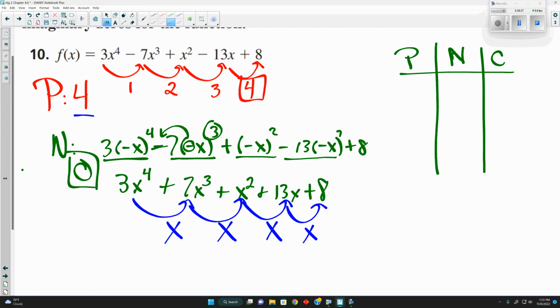So here we know the most positives we can have is 4. Negative is 0, and complex would be 0. We can't decrease the negatives at all, but we can decrease the positives by 2. So we'd have 2, 0, 2, because our total has to be 4. We can decrease 2 by 2 again, which gives us 0, 0, and 4.